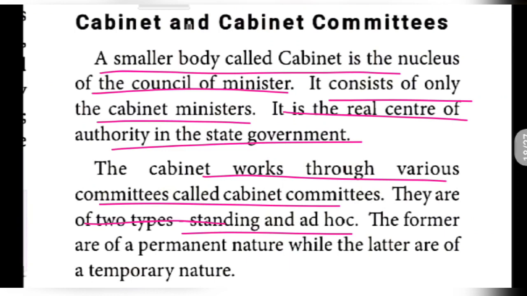So the former, in the sense, what is that? Standing committee. Okay, standing committee is permanent in nature. At the same time, ad hoc committee is temporary in nature. Okay students, it's very easy. The cabinet works through various committees called cabinet committees. Two types are there in the cabinet committee. One is the standing committee, the next one is ad hoc. Standing committee is permanent in nature, at the same time, ad hoc is temporary in nature.